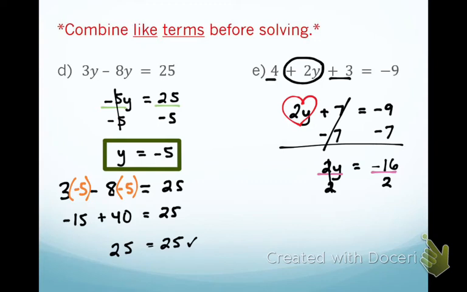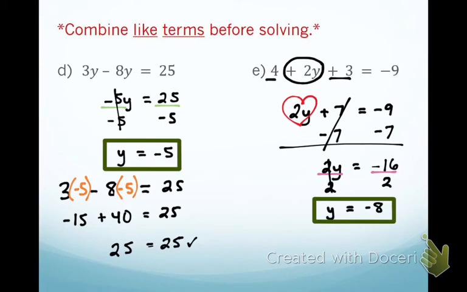So we now are left with y equals, class, what is -16 divided by 2? Negative 8. -8 is correct, because we only had one negative sign there. That's an odd number of negatives. Okay, let's go ahead and check this.